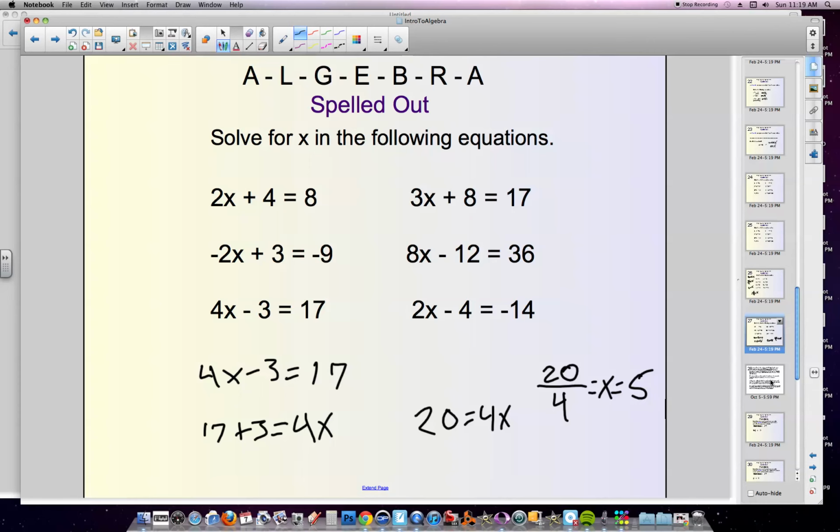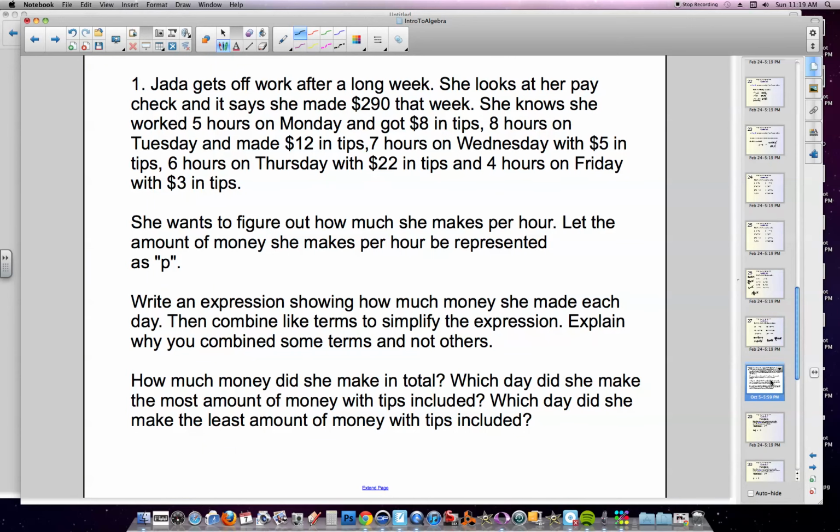What I need you to do before you can take the Intro to Algebra test is solve this problem. This will take a little bit of time. I would really encourage you to do this after you do the work on Khan Academy and feel a little bit more comfortable with it. But I tell you that Jada gets a total of $290 in a week. I tell you how many hours she worked each day that week and how much she got in tips. A little hint, that's not going to have to do with how many hours she worked, is it? And I want to figure out how much she makes per hour.